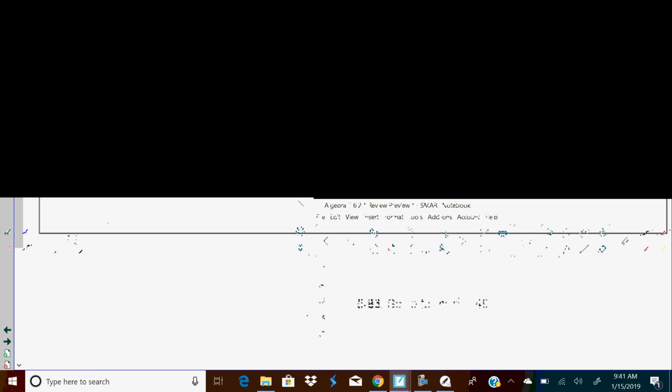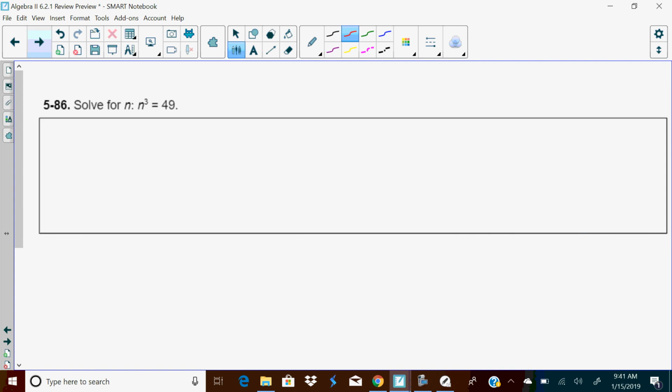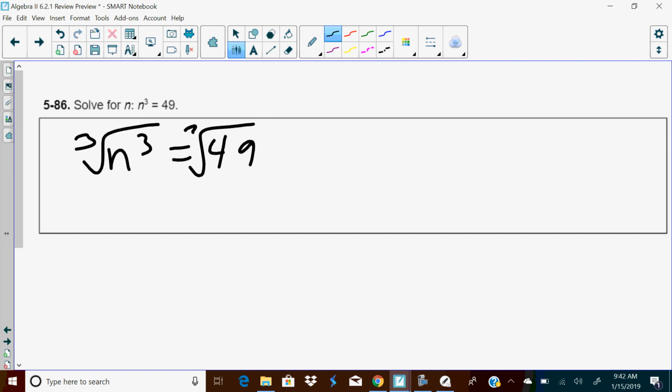Problem number 86, solve for n. So it's n cubed equals 49. So I'm going to take the cube root of both sides. Then I get n equals approximately 3.66.